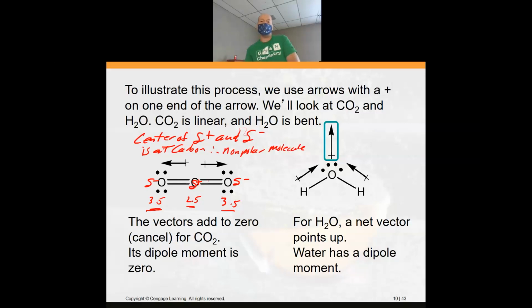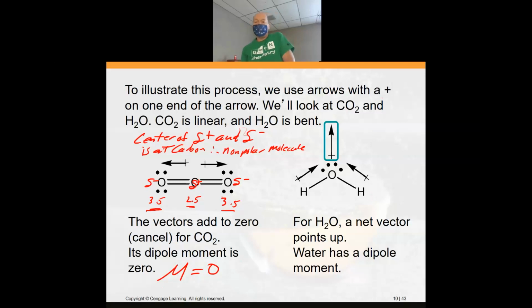All right, so it has bond dipoles that are very polar, but the actual molecule has a dipole moment of zero. And so it is usually written as mu, your dipole moment for your molecule, and that's equal to zero. That's when your dipole moment is zero.